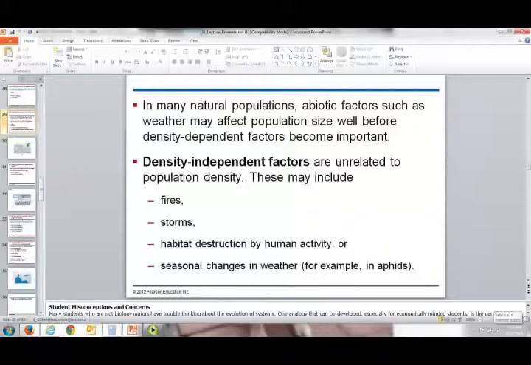So the density-independent factors are unrelated to population density. These include a lot of things like natural disasters such as fire, storms, habitat destruction, seasonal changes in weather. So for example, with aphids, you're going to see them peak in the summer months, and then when it cools off again, they're going to die back down. These don't care how many are in a population. If the habitat is going to be destroyed, it's going to destroy everything that lives in there. It doesn't matter if there's 3 or 30 in there. They're all destroyed.